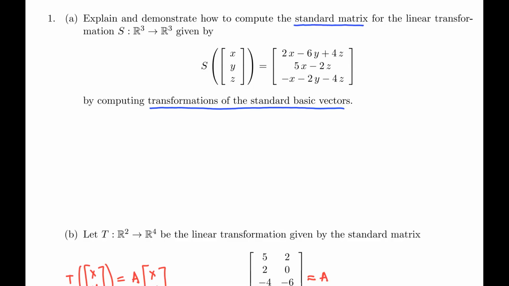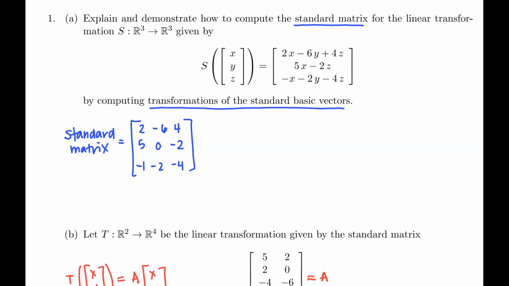So finding the standard matrix, we chatted about a lot in class, so most students were completely fine finding the standard matrix as just all of those coefficients from our map. So our standard matrix was 2, -6, 4, 5, 0, -2, and -1, -2, -4. Right? This is because, as we chatted about, the other way to write out what S is, is matrix multiplication, or a matrix sort of equation almost, right? Where we have this S of our input here.